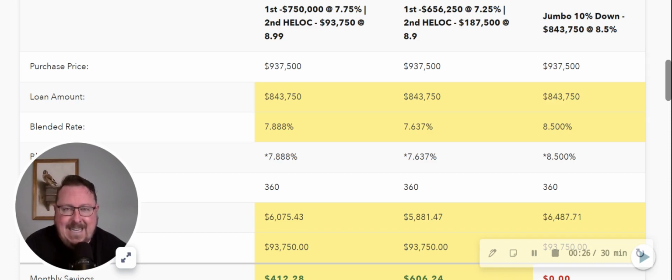This one's about an 80-10-10 type of mortgage. Instead of doing an 80-10-10, the other option would be something like a jumbo option. But let's dig into this analysis so we can figure out why you would do an 80-10-10 versus a 10% down jumbo. Okay.